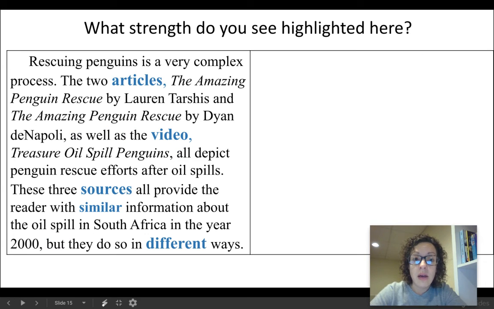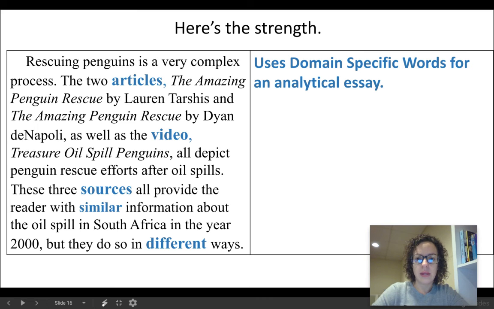And here is another example of a strength highlighted. Articles, video, sources, similar and different. What strength is highlighted there? If you said that it uses domain specific words, then you are correct. Did you use words like articles, video, maybe all three sources, and how they are similar and also different in your introduction paragraph? Go ahead and look. Now, if you did, great job. If you did not, that's okay because you still have an opportunity to go in and make those changes.